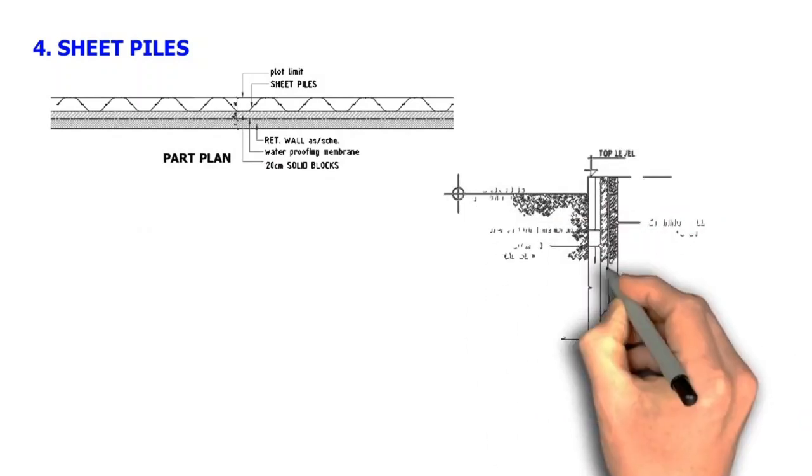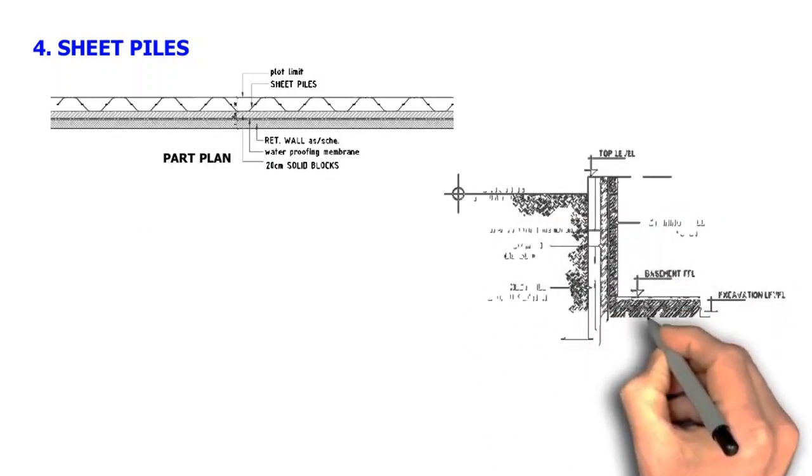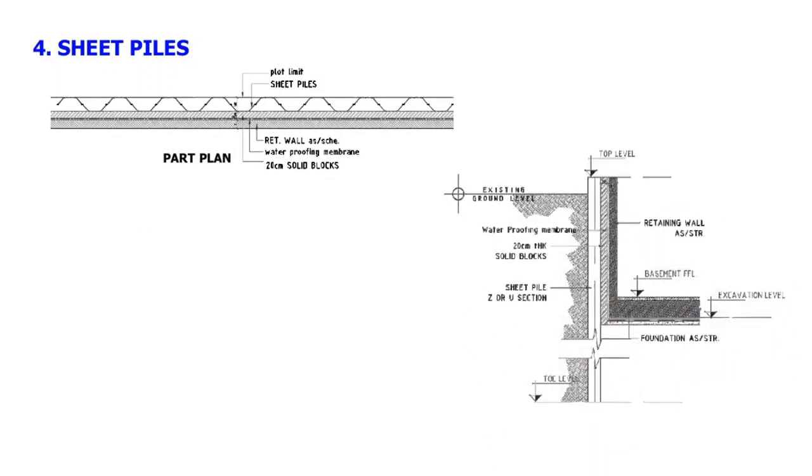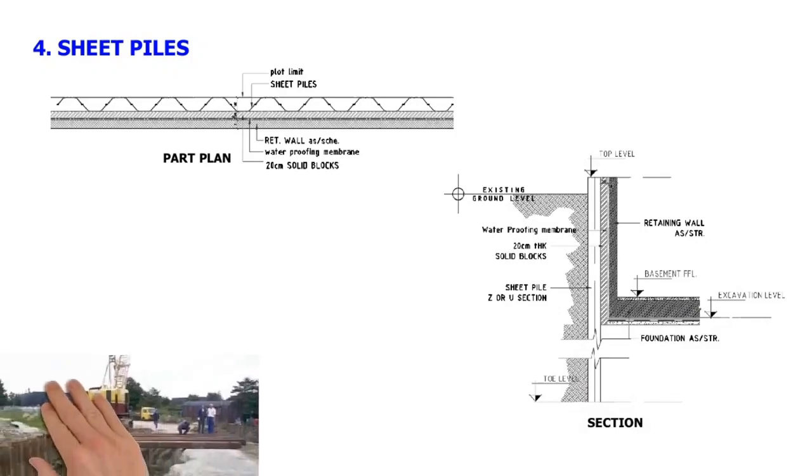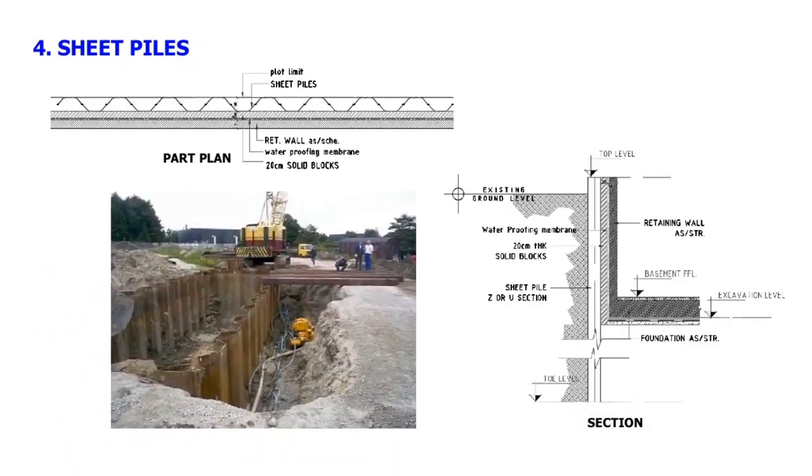Similar to soldier piles, it can be constructed by driving prefabricated Z or U steel sections into the ground using a vibro hammer. The full wall is formed by connecting the Z or U steel sections, or the sheet piles. Depending on the depth of excavation, the ends of the sheet piles, if not long enough, can be welded together to reach the desired depth in the ground.